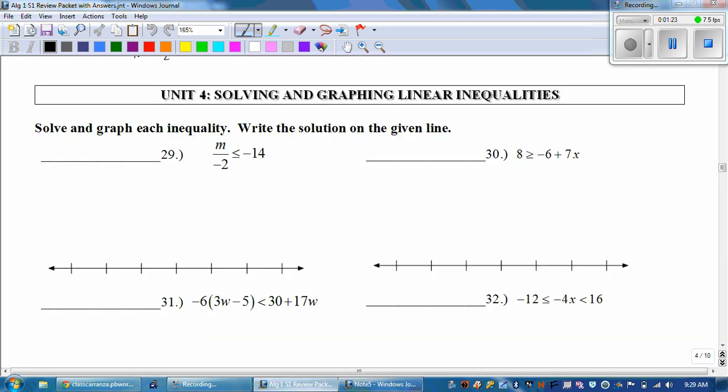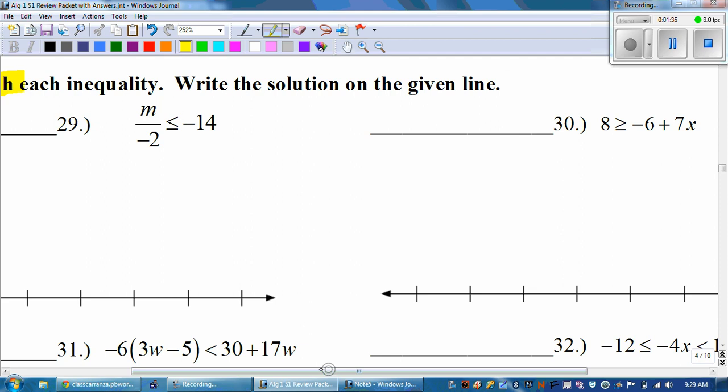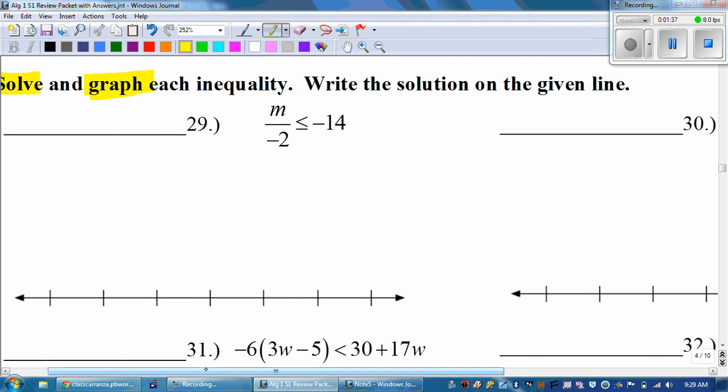All right, let's get started. So it's asking us to solve and graph each inequality and to write the solutions on the given line. Okay? Don't forget that we need to solve and graph. All right, let's get started.